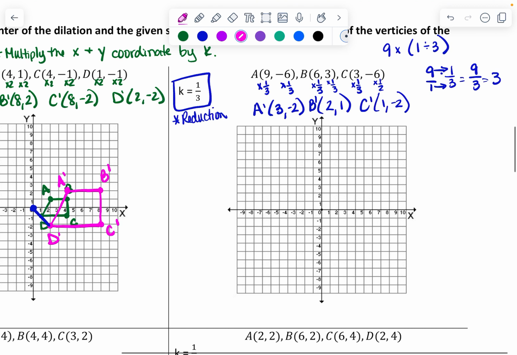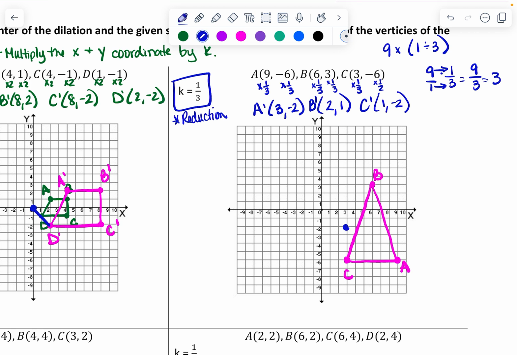So A was at 9, negative 6. That's over here. And you could have done this first, it doesn't matter. B is at 6, negative 3, or I'm sorry, 6, 3. And C is at 3, negative 6. All right, there was our original, that was our pre-image. And I know my scale factor is going to make this triangle 1/3 as big. So let's go ahead and graph it.